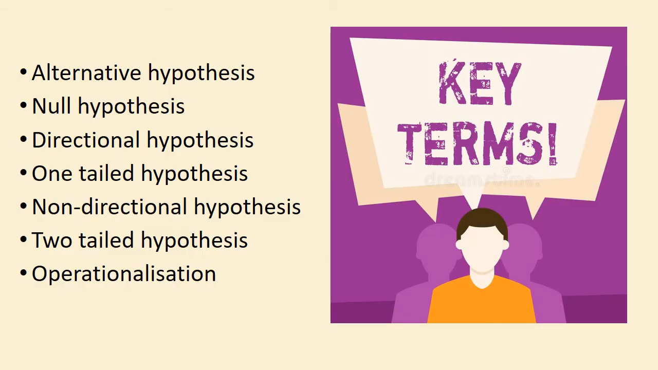Okay, so the key terms that you need for hypotheses are alternative hypothesis and null hypothesis. Remember, the alternative hypothesis can be referred to as the experimental hypothesis if the research method is an experiment. Directional versus non-directional, one-tailed versus two-tailed. Remember, directional and one-tailed mean the same thing. Non-directional and two-tailed mean the same thing. And then finally, operationalization, which is how is it going to be measured? How is it operationalized?